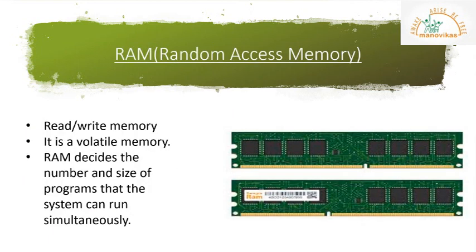Random access memory, or RAM. Now RAM holds the data temporarily. The information can be read or written on it. RAM is a volatile memory, as the data disappears when the power is switched off.